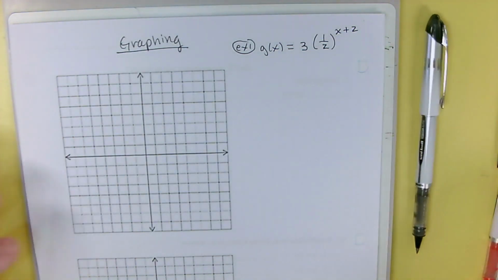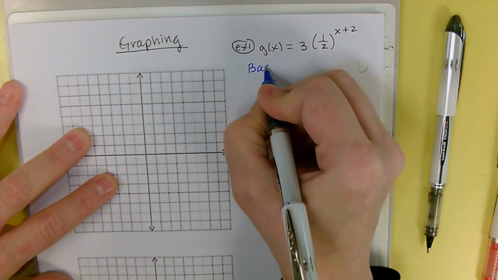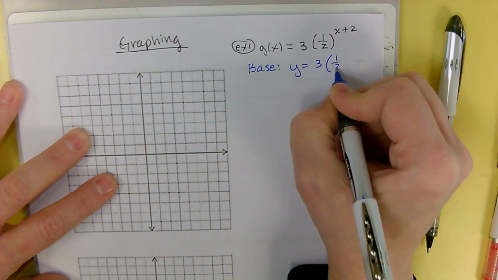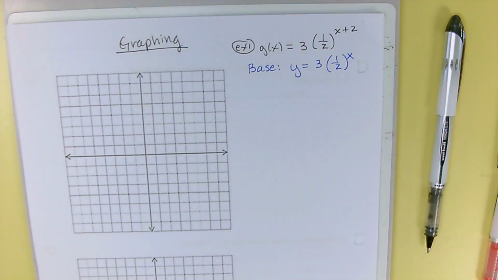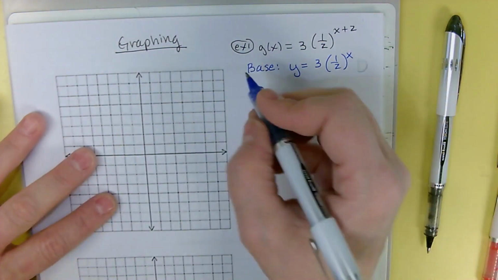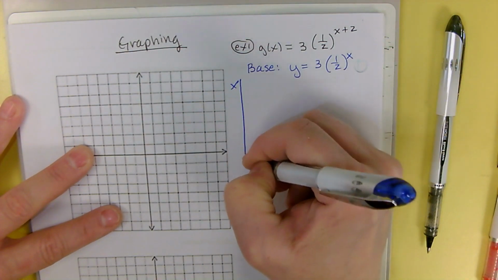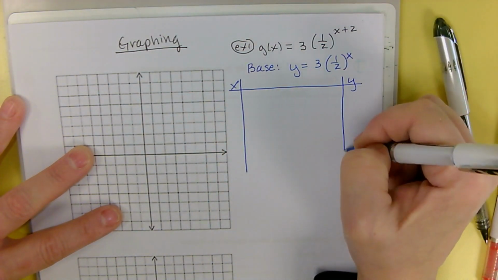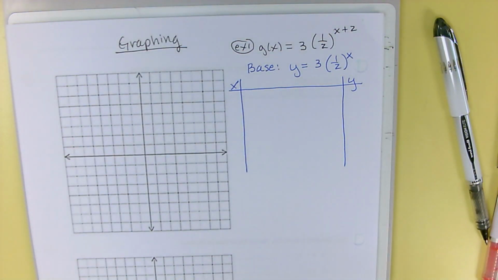Okay, so for this one, your base graph is y equals 3 times 1/2 to the power of x. That's your base. The base includes the initial value. So what we're going to do is get 3 points from the base graph. So draw your extended H chart. And the values we pick are the same.